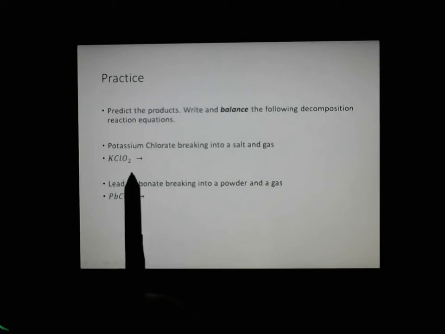So here we have potassium chlorate. K, potassium, Cl, chlorine, and O3 to turn the chlorine into a chlorate. We want to turn it into two things, a salt and a gas. So if we have a look here, we're going to ask, well, what gases could we think? We could have chlorine gas, or we could have oxygen gas, because we can see some oxygen there.